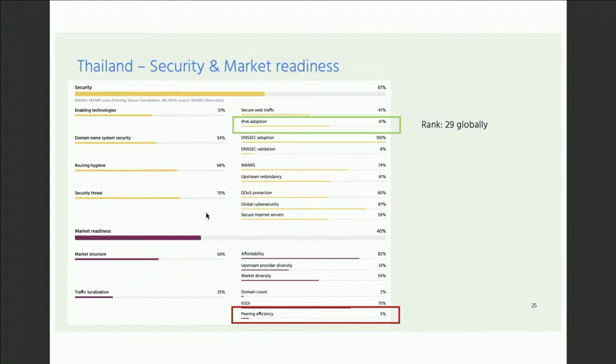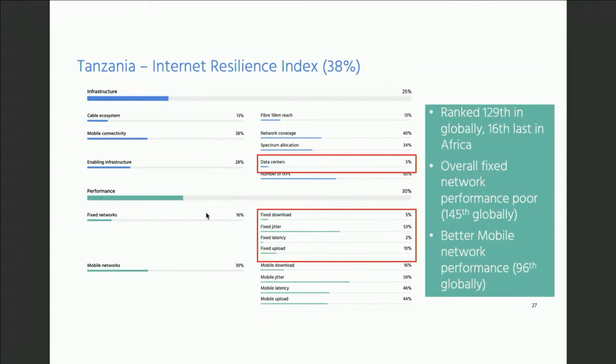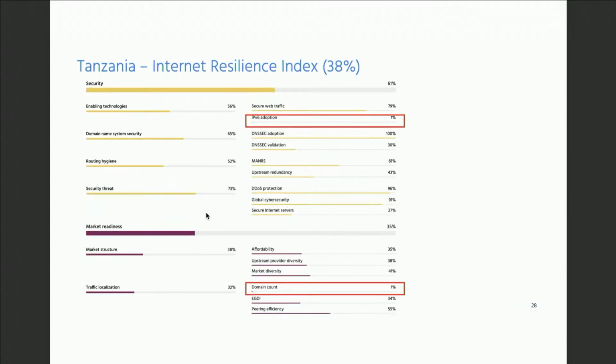So all these different factors are contributing to a good market readiness factor for South Africa. I will skip quickly. I had some slides on some neighboring countries such as Botswana. For Botswana, we haven't seen any data center recorded on PeeringDB, which is where we are getting our information. They are also doing quite badly on fixed connectivity as opposed to mobile. And I also put a slide on Tanzania. As Frank is here, data center is not that great and fixed connectivity is not that great.